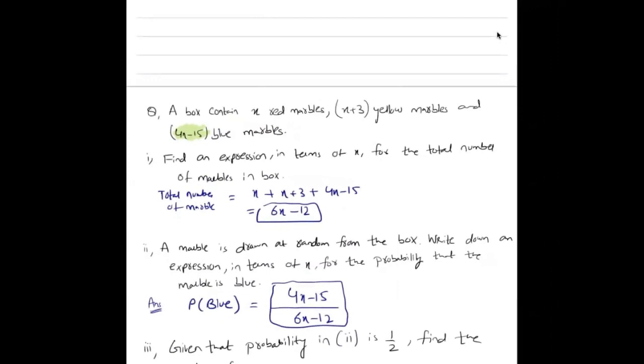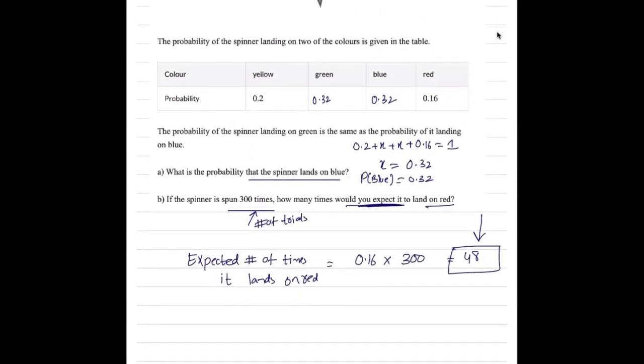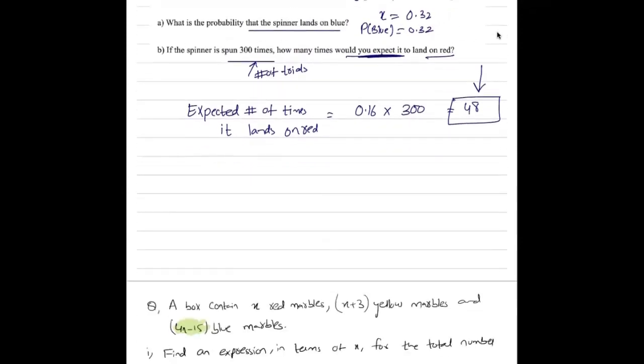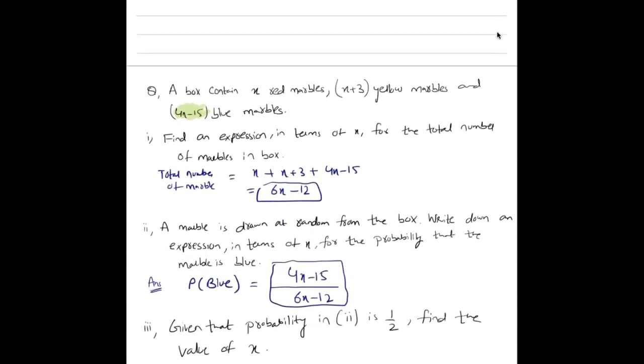So how did you get 0.32 in the previous question? Okay, so you add all the probabilities. So 0.2 plus x plus x plus 0.16 equal to 1. The total probability will always be equal to 1. So you add these and subtract from 1 and then divide by 2. So you get 0.32. Okay.